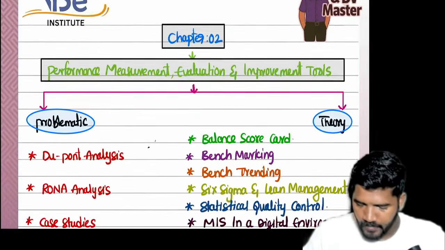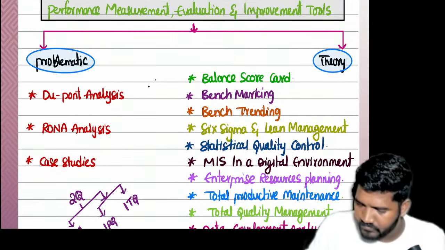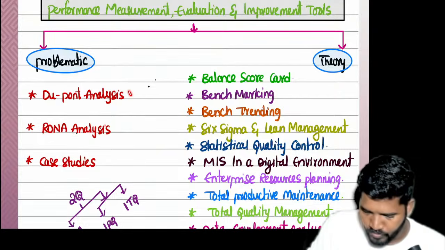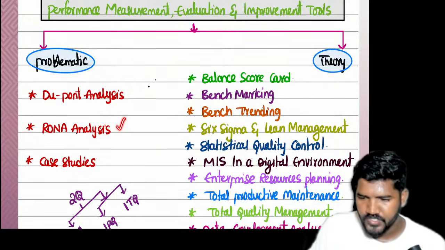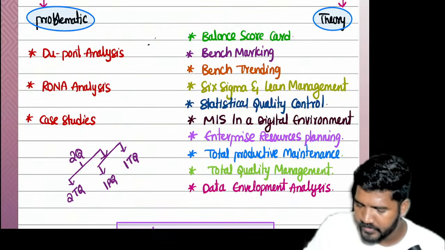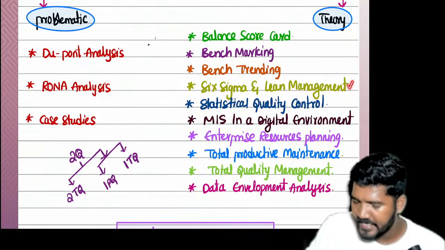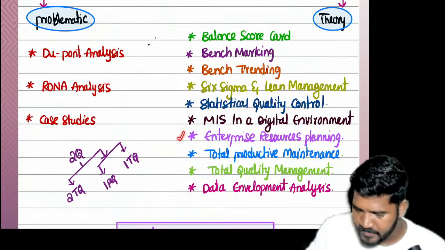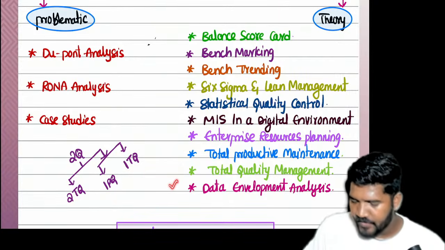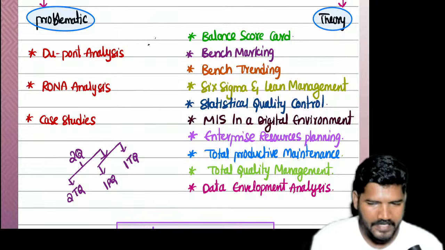Now from the content and concepts point of view, let us check here. DuPont analysis, RONA analysis, case study based question. For the theory point of view, you have to learn balanced scorecard concept, benchmarking, bench trending, Six Sigma and lean management, statistical quality control, MIS, enterprise resource planning, total productive maintenance, total quality management, data envelopment analysis. So these are the theoretical topics we have. Guys, clear?